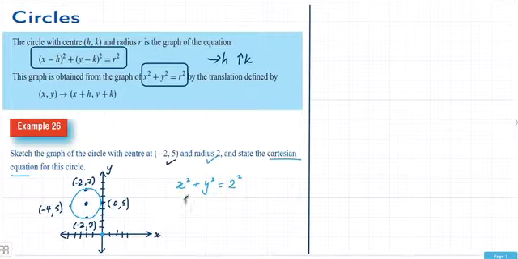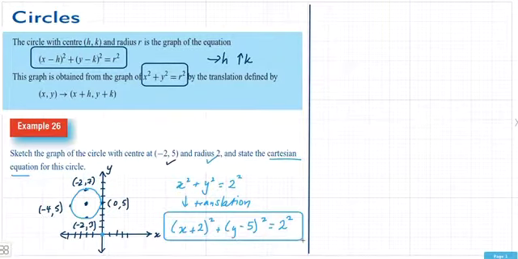So what we have to do is then do our translation for our circle. So it's going to be x plus 2. Remember it's always opposite to the sign of where you want to go. And then y, here it's up 5, so we'd do a negative 5 in there. And you can write down 4 if you want. I'm just going to write 2 squared, but it would just be 4 if you want to write it like that. And that's our Cartesian equation for the circle.